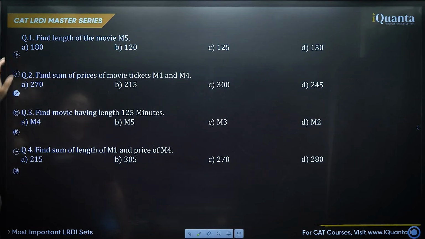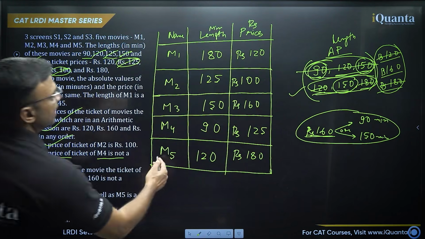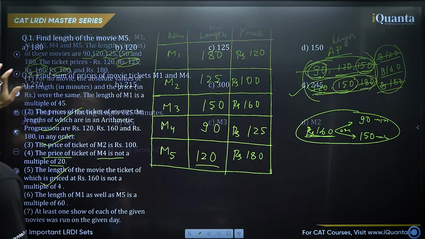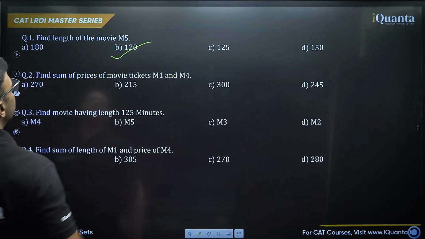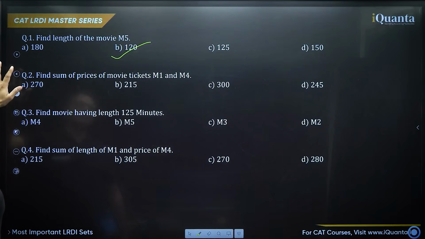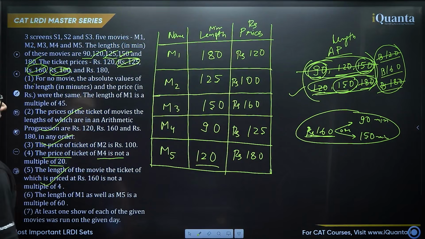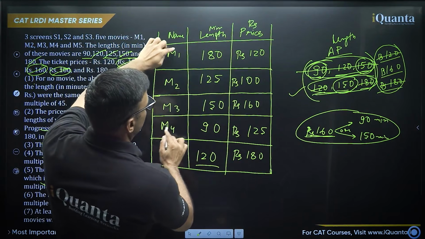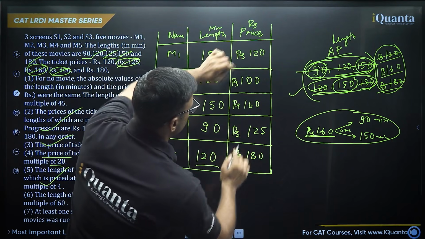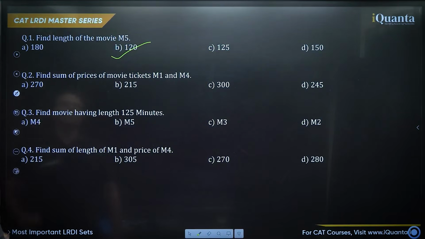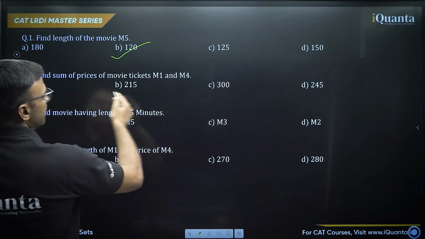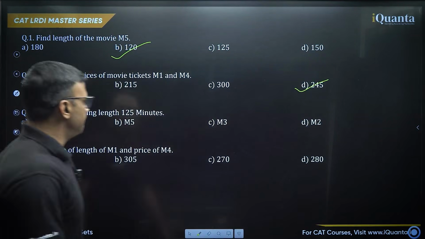The length of the movie M5 is 120 minutes. 120 minutes. Find the sum of the prices of movie ticket M1, M4. M1, M4 prices. 120 and 125. That is 245 rupees. Do we have that option? Yes, 245 rupees is the answer.